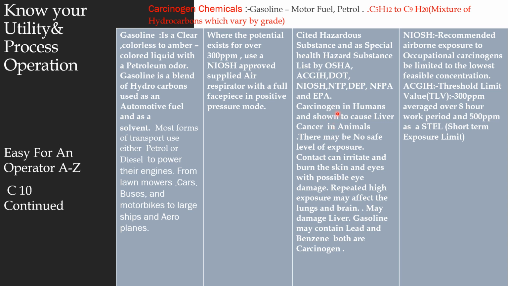It is a carcinogen in humans and shown to cause liver cancer in animals also. There may be no safe level of exposure for this. Contact can irritate and burn the skin and eyes with possible eye damage if petrol comes in contact with your eye. Repeated high exposure may affect the lungs and brain. It may damage the liver also.